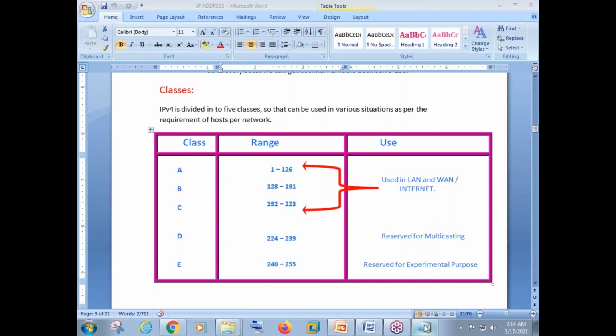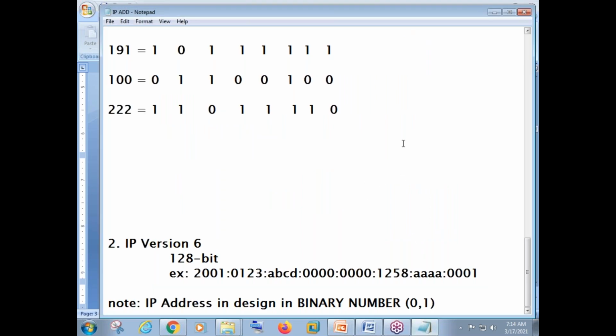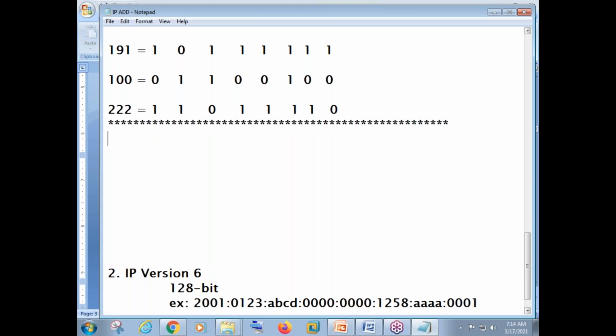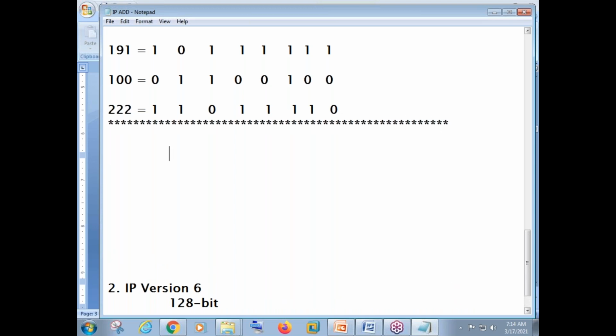Now the question here is how to identify which class a particular IP address belongs to. For example, if I say the address is 10.150.200.250.